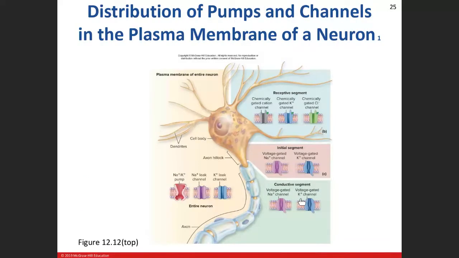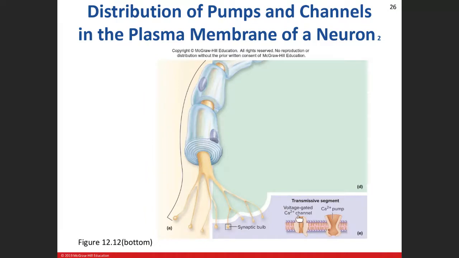It's all good. So this figure or picture is in your chapter. I would strongly urge you to take a peek at this. On the left side, you can see all the pumps and channels for the entire neuron: sodium-potassium ion pumps, sodium leak channels, potassium leak channels. That's going to be found in the dendrites, in the cell body, in the axon, in the transmissive segment. And then on the right side, it breaks it down for each region. Receptive segment has these, the initial segment has these. It's just a nice picture to take a peek at. You can see all the way down here at the transmissive segment, voltage-gated calcium channels and calcium pumps.